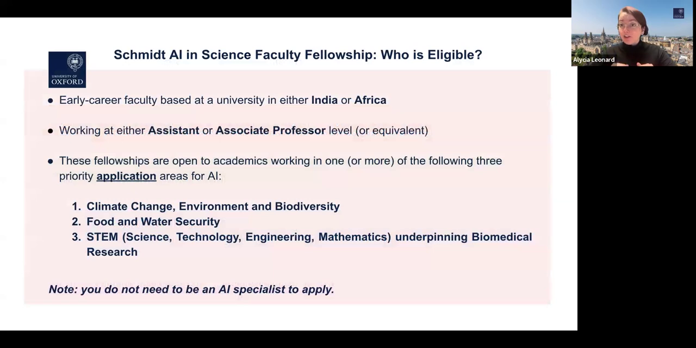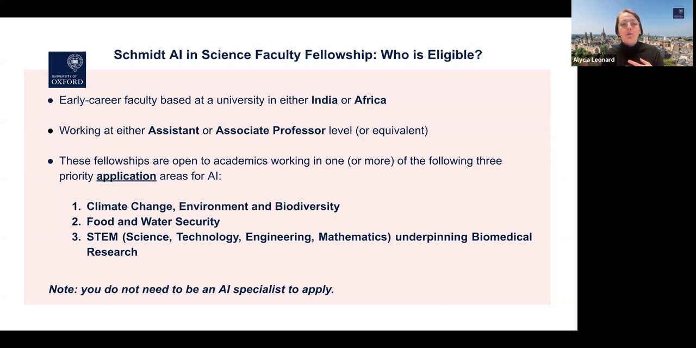So just a bit more specifically about who is eligible. It should be noted that this is for early career faculty based at a university in either India or a country within Africa. So you should be working at either an assistant or an associate professor level or equivalent. We recognize that there could be different titles used in different countries to mean the same thing. So you can just, within your application process, justify that you are at the same level within that title.